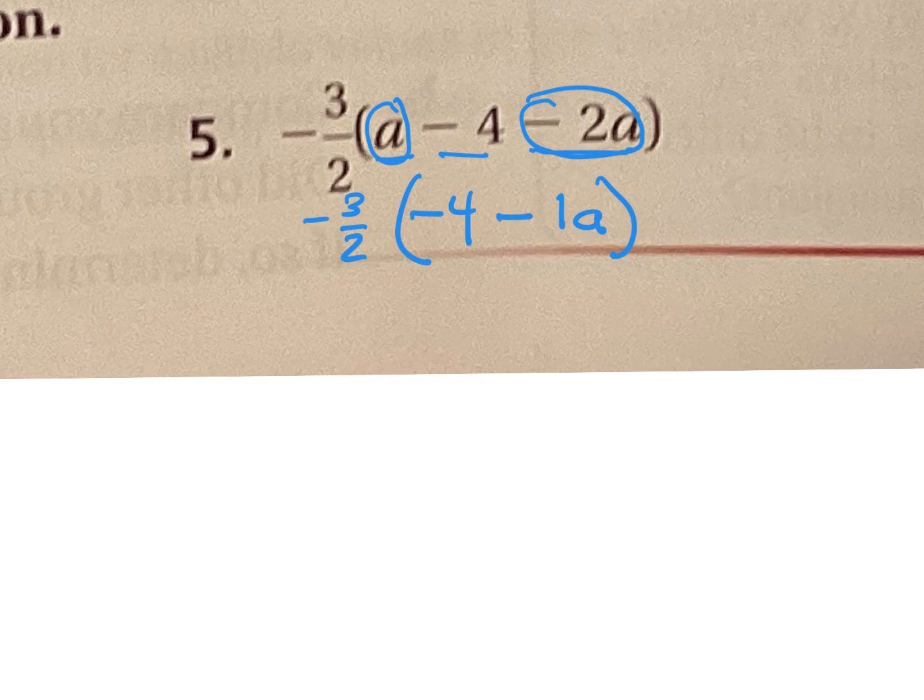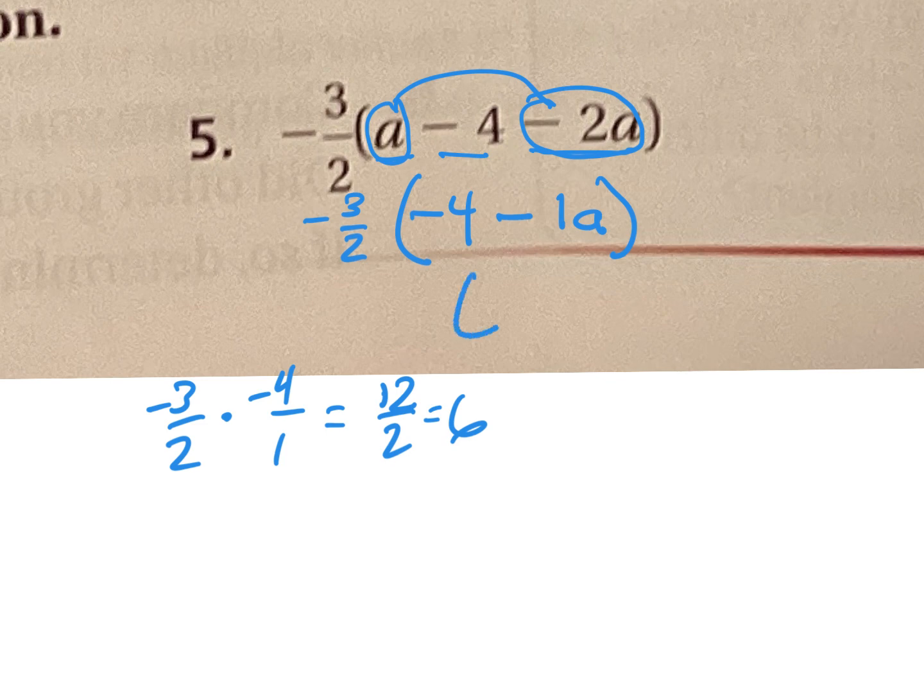Now I have my two parts. I put the like terms together. Negative 3 halves times negative 4. That's going to get me a positive. It's going to be 12 over 2, which is 6. So 6, and then negative 3 halves times negative 1a.